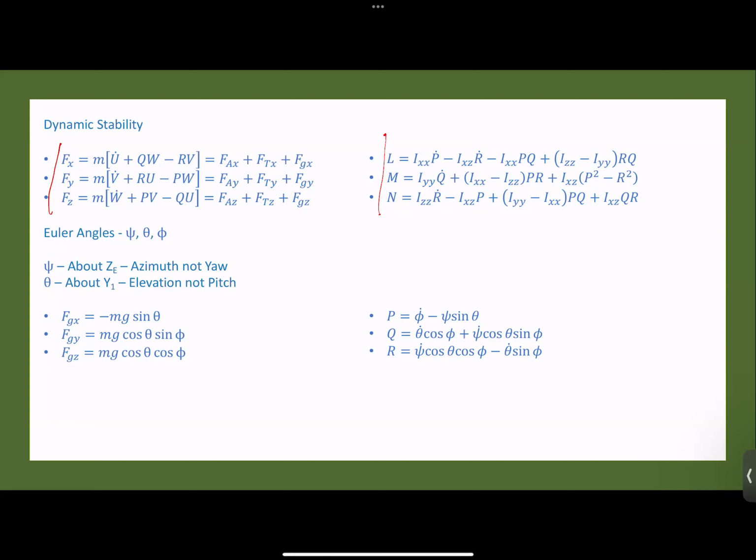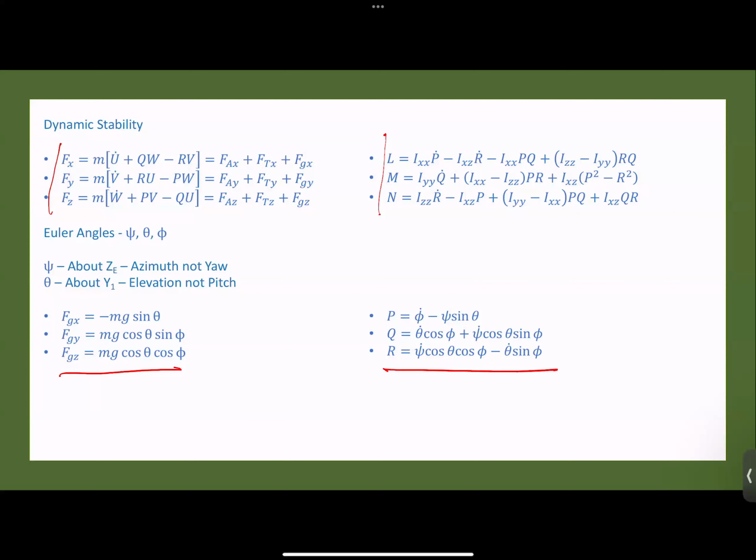Okay, and I had asked you this one question. We had discussed the answer to this question, but I'm just going to ask you again. So where do these Euler angles come into play? We had discussed that they come into play in the gravitational forces and the angular velocity. This PQR is the angular velocity components. In angular velocity you have the rates of the Euler angles, that is phi dot, theta dot, psi dot, all of that. In the gravitational components, only theta and phi are visible.